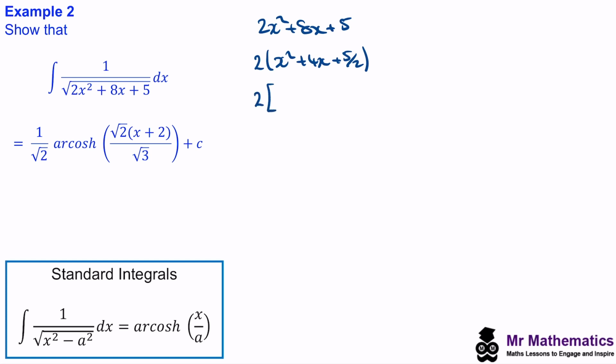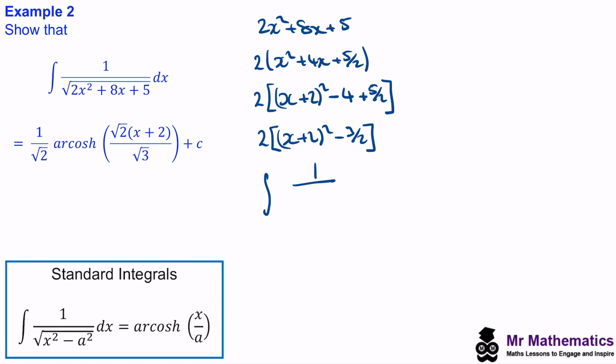So we get 2 lots of x plus, halving this 4 to get 2, all squared. Complete the square by minusing the 4, then we have to add back in the 5 over 2. Negative 4 plus 5 over 2 is minus 3 over 2. And then we'll put this back into our integral. So it'll be the integral of 1 over the square root of 2 multiplied by x plus 2 squared minus 3 over 2, integrated with respect to x.